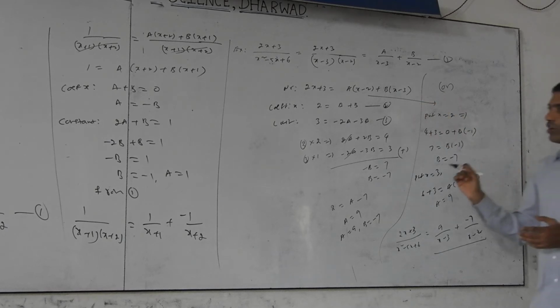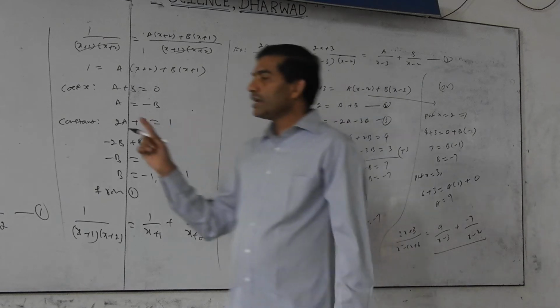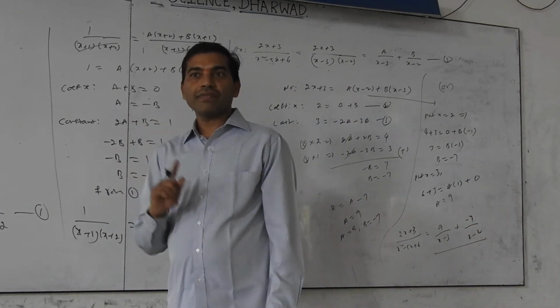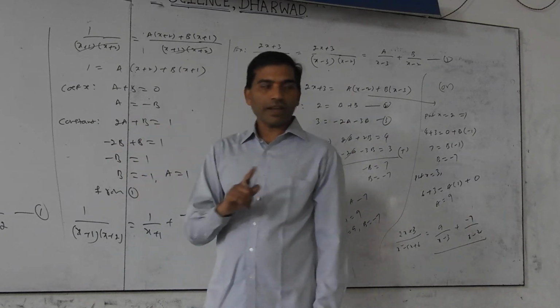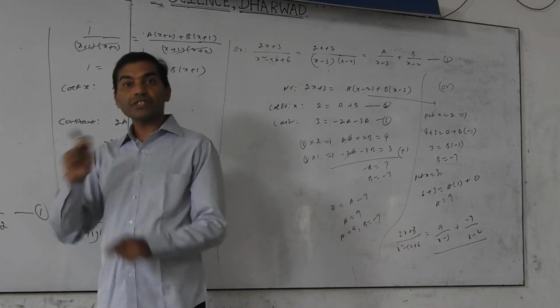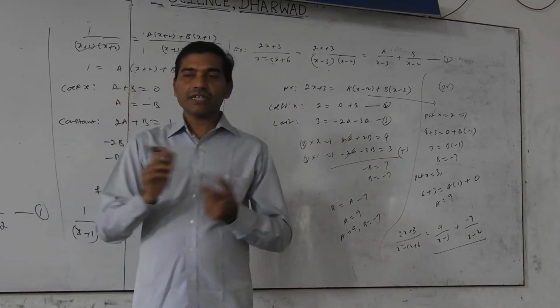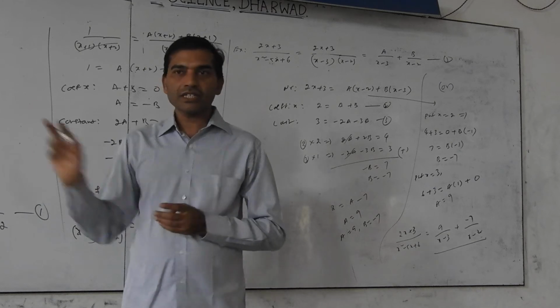First, the denominator Q(x) should be a non-repeated linear factor. If it is a non-repeated linear factor, then this is the method. If it is repeated, that is again a second method. This is case 1.